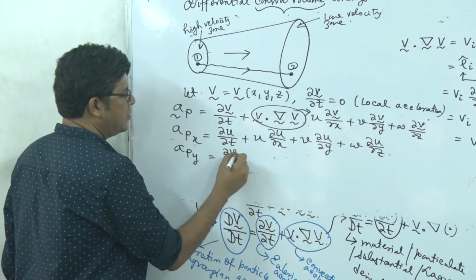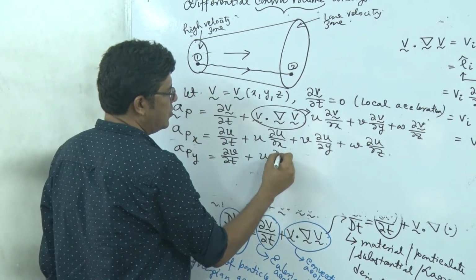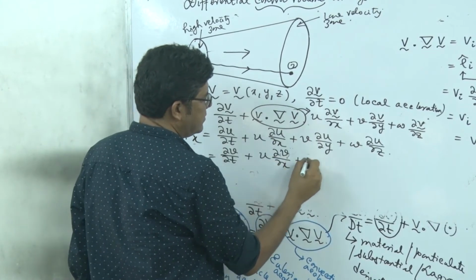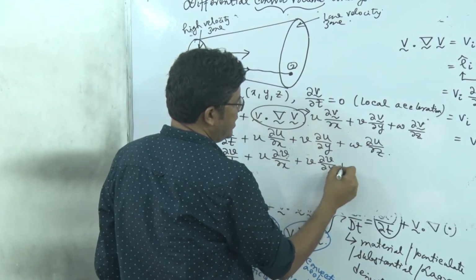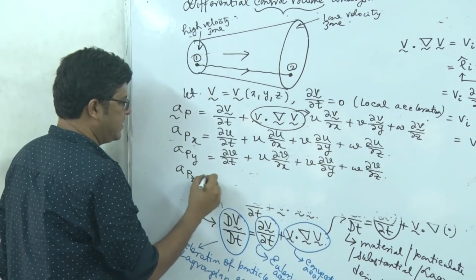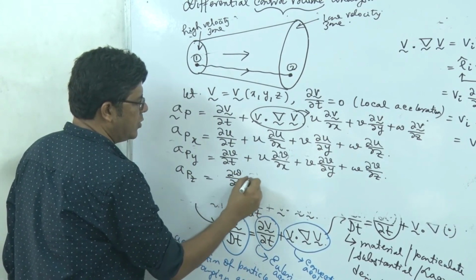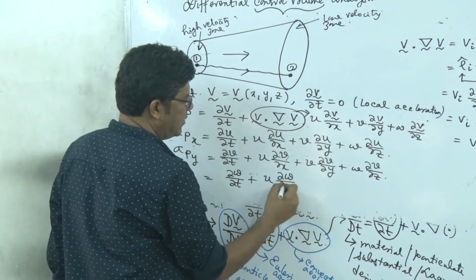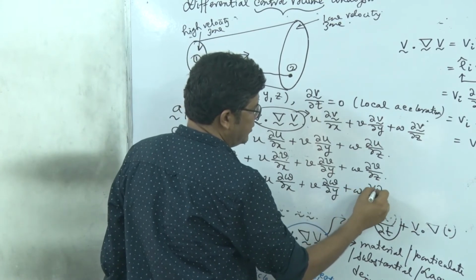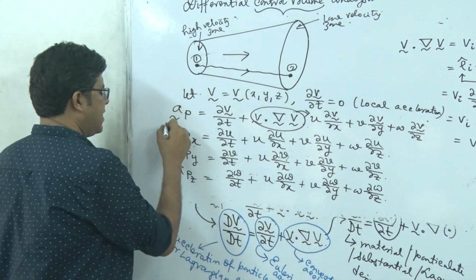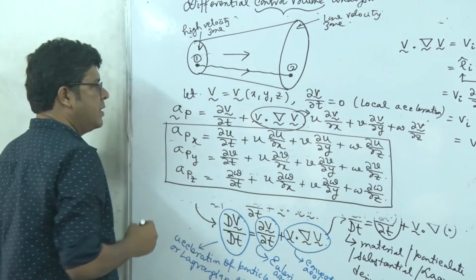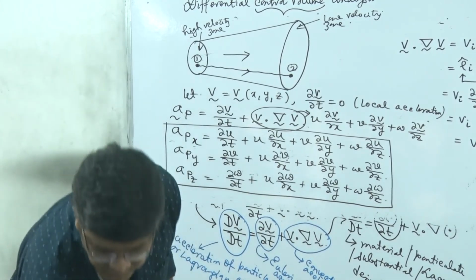APY is equal to del V del t plus U del V del x plus V del V del y plus W del V del z, and similarly APZ is equal to del W del t plus U del W del x plus V del W del y plus W del W del z. So this will be my working equation for finding this convective acceleration. Right? So let's now solve a GATE problem.